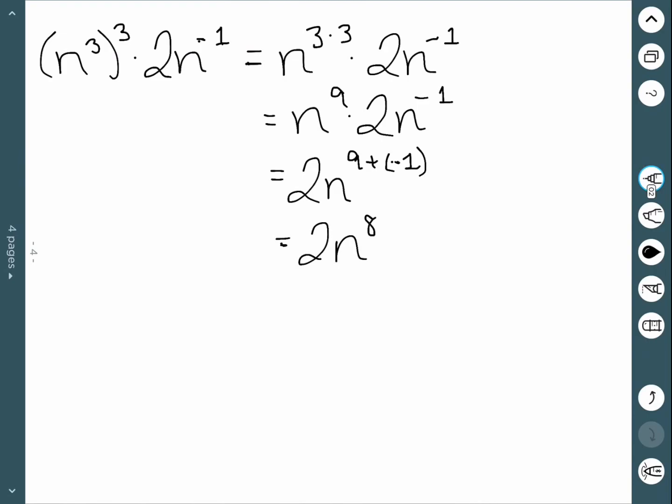The 2 was kind of by itself this whole time and just kind of got carried along since we didn't have any other numbers out front. So in this case, the 2 is just going to be carried along. It's not an exponent, we're just going to have an extra 2.